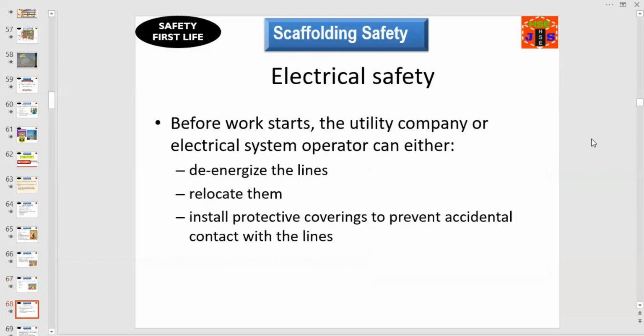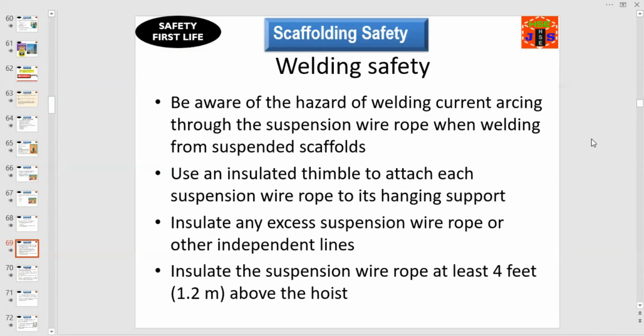Before work starts, the utility company, electricity company, or electrical system operator can either de-energize the power lines, relocate them, or install protective coverings to prevent accidental contact with the power lines. Welding is also a possibility on a scaffolding structure for different activities. How to maintain welding safety in a scaffolding structure.